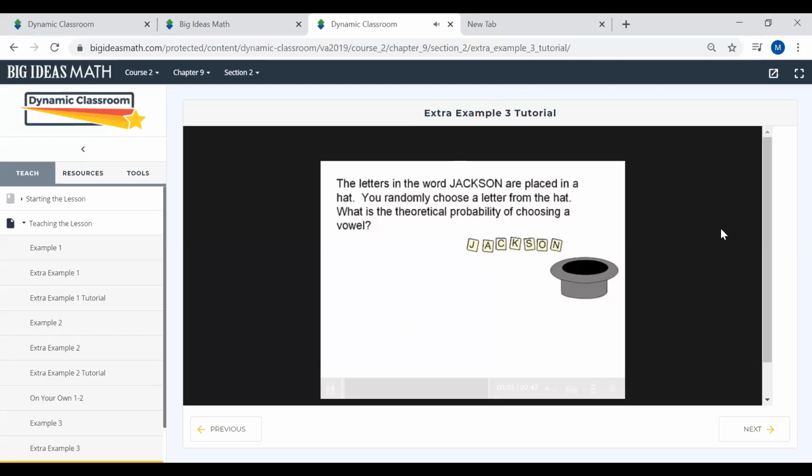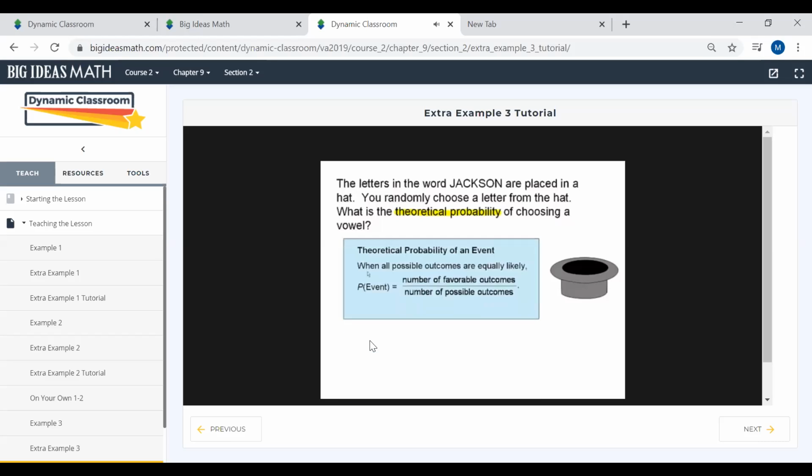Are placed in a hat. You randomly choose a letter from the hat. What is the theoretical probability of choosing a vowel? The problem asks us to find the theoretical probability of an event, so let's talk about that. When all possible outcomes are equally likely, the theoretical probability of an event, written in this way with a capital P and the event in parentheses, is given by the ratio of the number of favorable outcomes to the number of possible outcomes. So here's a formula for the probability, and there's also a condition that all possible outcomes are equally likely. So let's see if we can use this to find the theoretical probability mentioned in our problem.